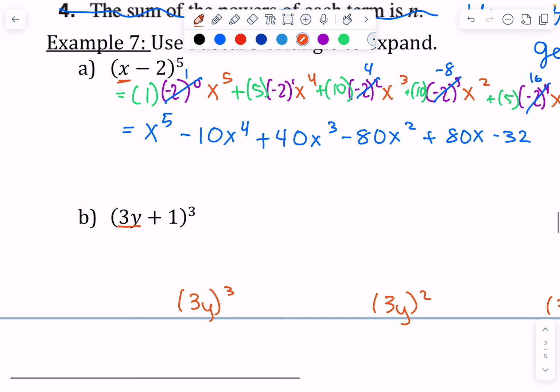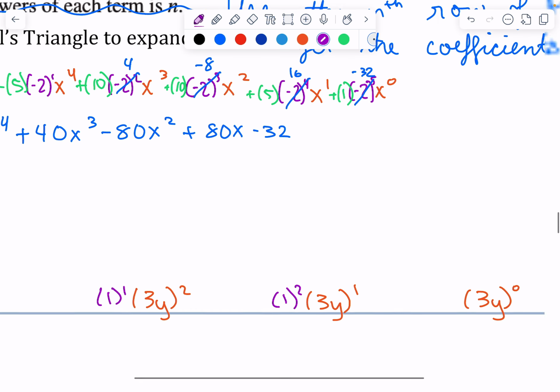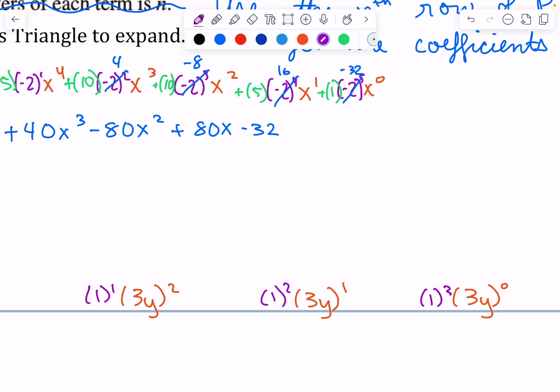Okay. Then I take my second number. Good thing it's a 1. And I do the same thing except in the opposite order. So 1 to the 0, 1 to the 1st, 1 to the 2nd, 1 to the 3rd.